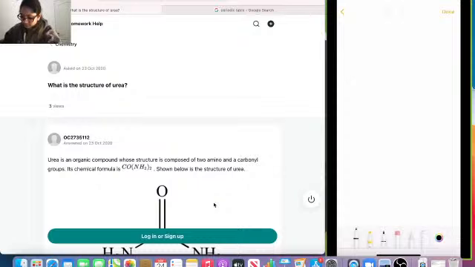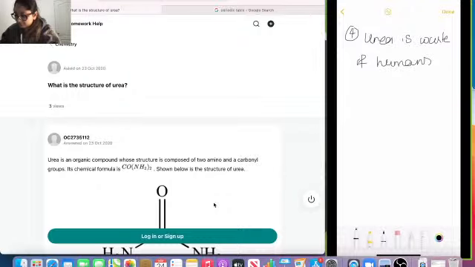Okay, fourth question. What is the structure of urea? Urea is a waste product of humans. It is also known as carbamide.